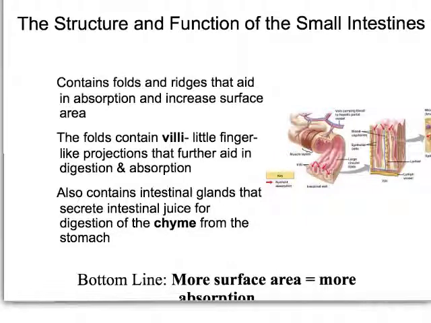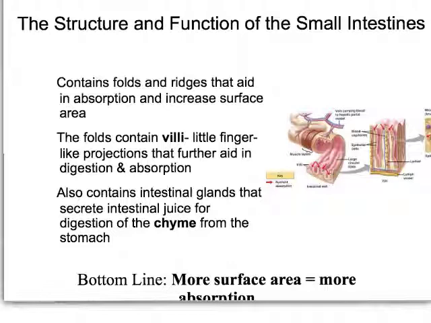Let's take a look at some further in-depth structure of it and the function. So the small intestines is going to contain lots of folds and ridges that are going to aid in absorption and increase surface area. Okay, and these folds are called villi.